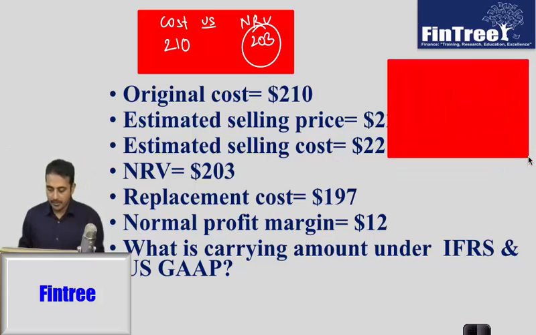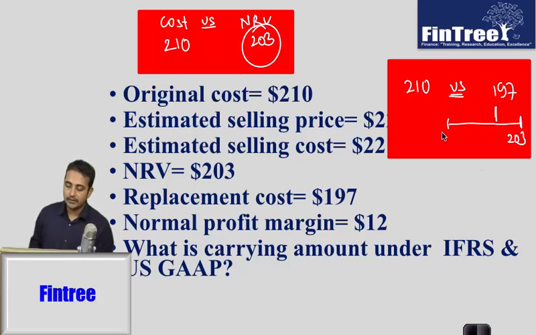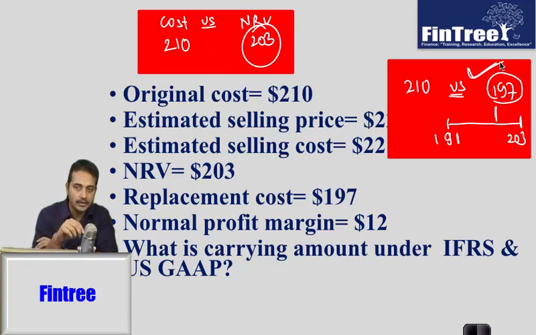In case of US GAAP, cost versus what is the replacement value, which is 197. But we put a logical check onto it. On the higher side it has to be less than 203. On the lower side it should not be less than 203 minus 12, which is 191. So is 197 between this? Yes, so we can use it and then we will show it at 197.